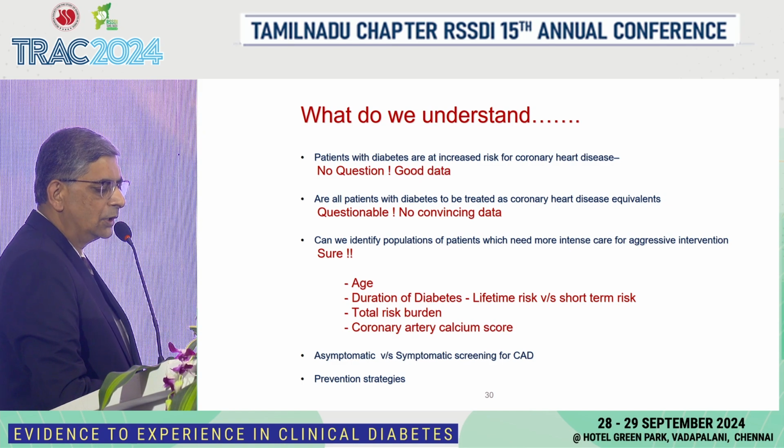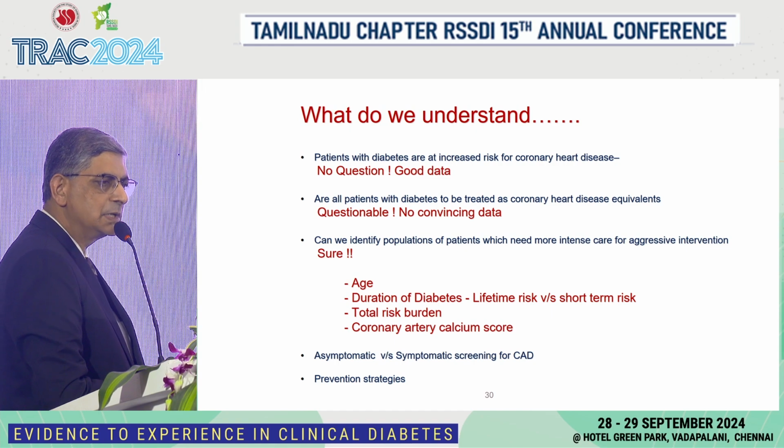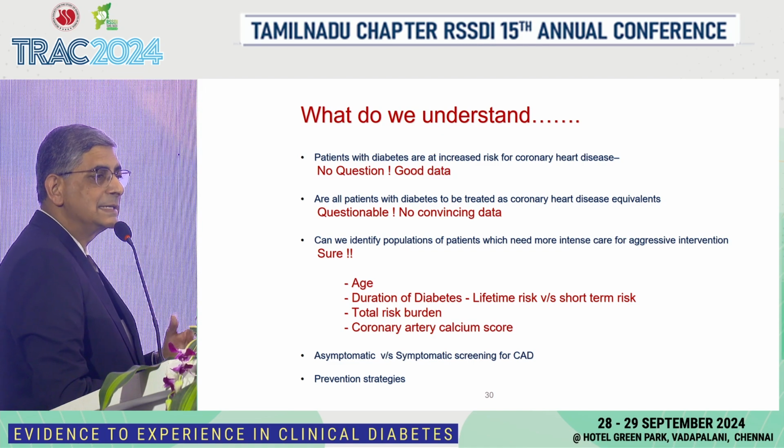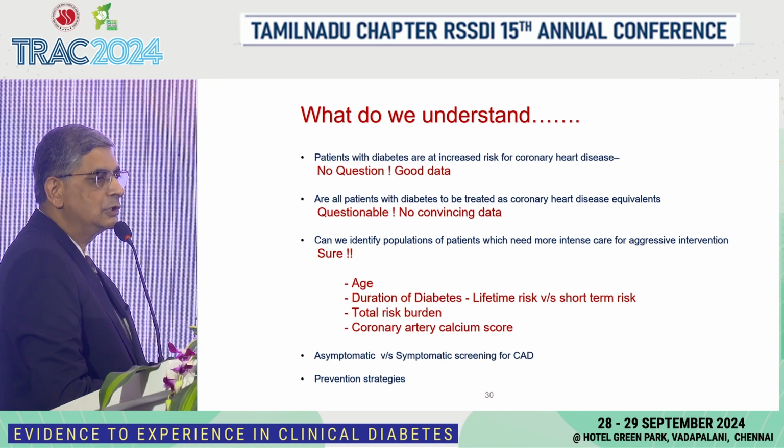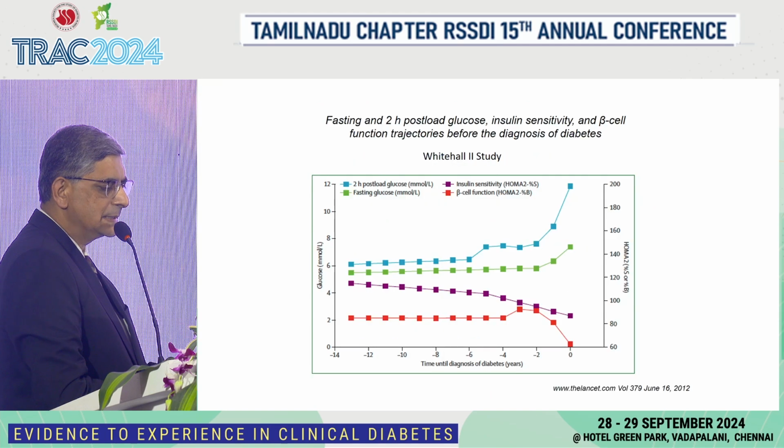There's always a question of whether we need to screen asymptomatic patients for coronary artery disease. That's open for debate because the evidence says no, and there are a lot of protagonists who say we should do it. But what is universally accepted is the fact that we need to put prevention strategies in place.